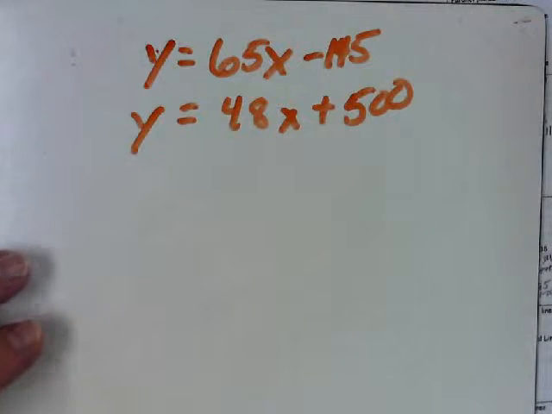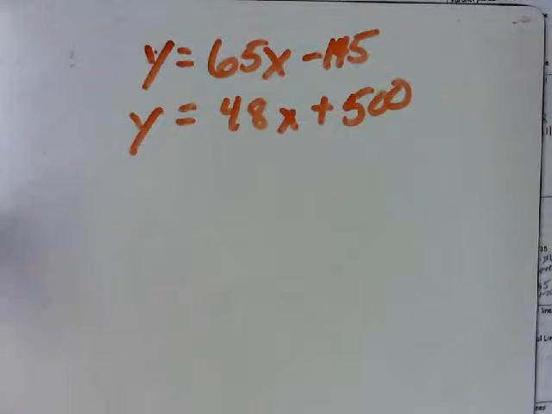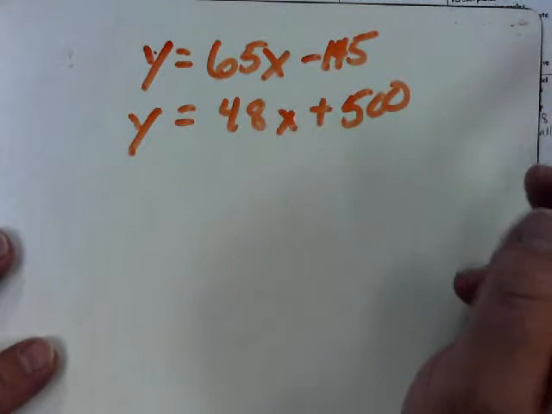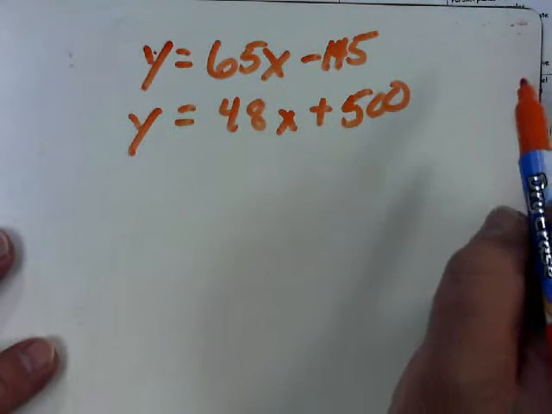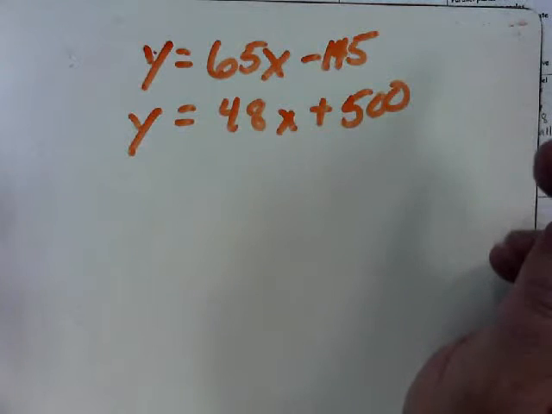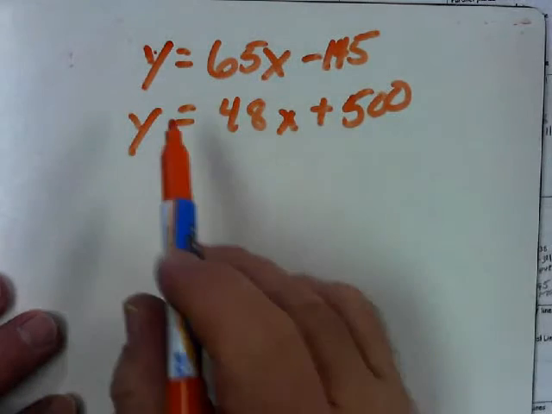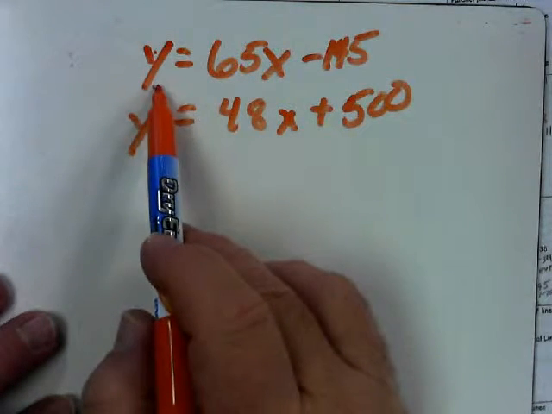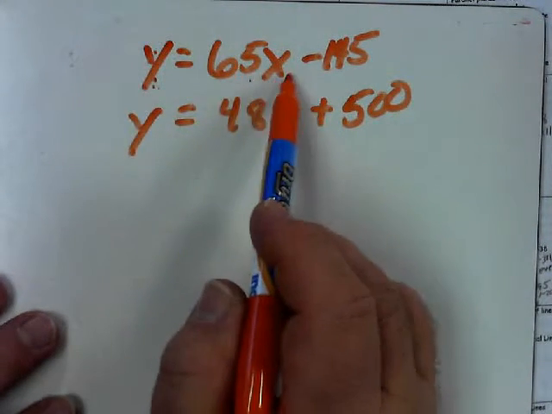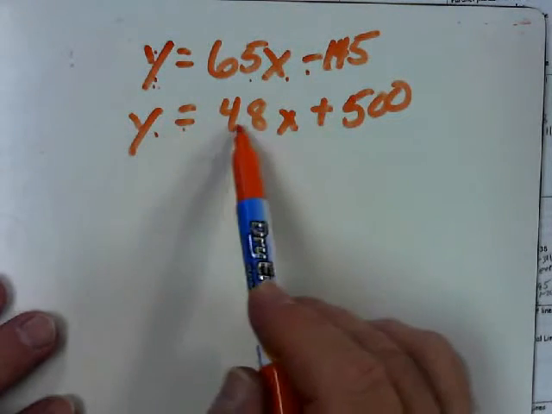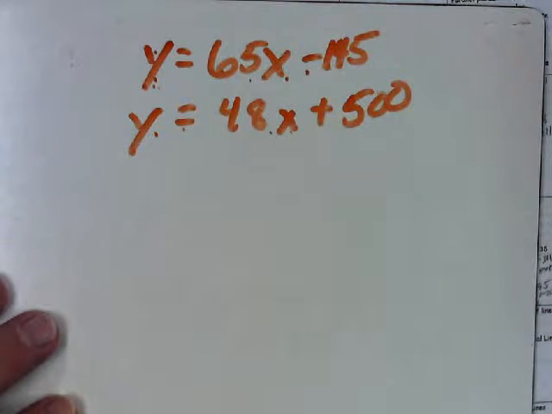All somebody said was it's huge numbers, right? Okay, so they're big numbers. Shouldn't make any difference. Before, when I was given a value for A, or B, was I able to replace the B with the value? Right now I have two expressions where they're both equal to y. So y equals 65x minus 145. I also have y equals 48x plus 500.